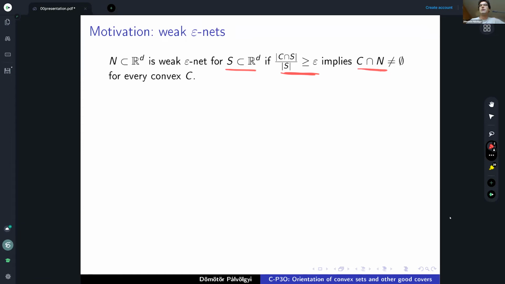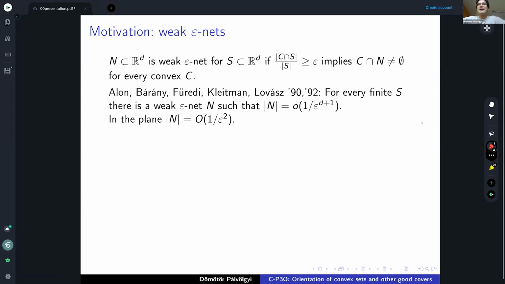No, I messed it up. Sorry. A net is a weak epsilon net for a finite point set. So this is also some finite point set. That whenever you have a convex set, and that convex set contains a large fraction of this finite point set, then that convex set will be intersected by this net. Sorry, I messed up that definition the first time.